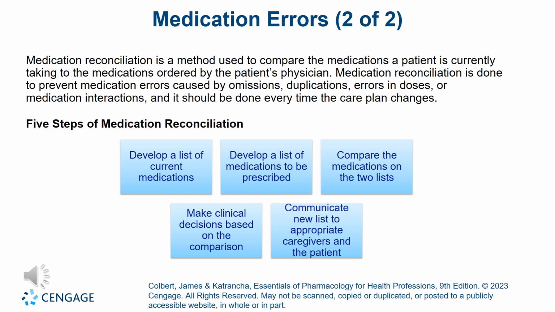First, develop a list of current medications. Second, develop a list of medications to be prescribed. Third, compare the medications on the 2 lists. Fourth, make clinical decisions based on the comparison. And fifth, communicate new lists to appropriate caregivers and the patient.